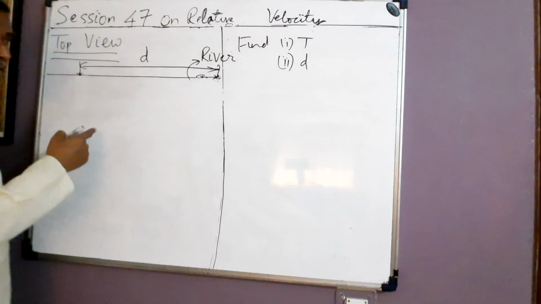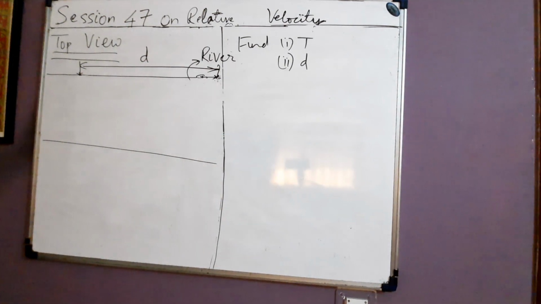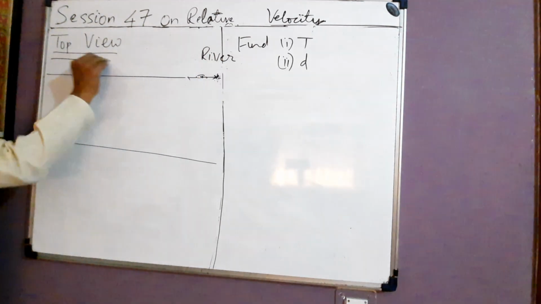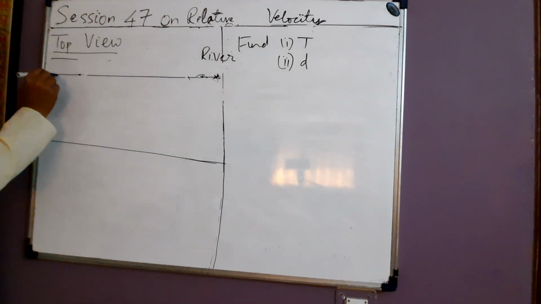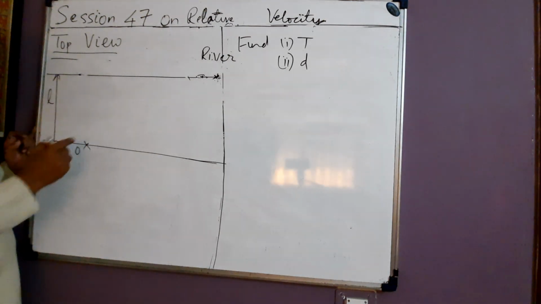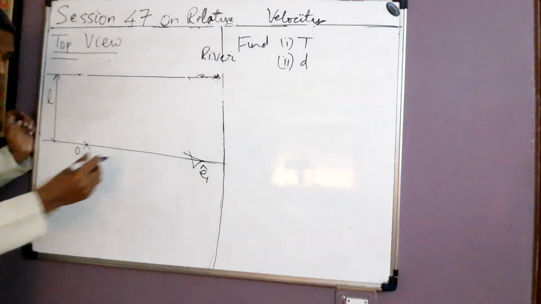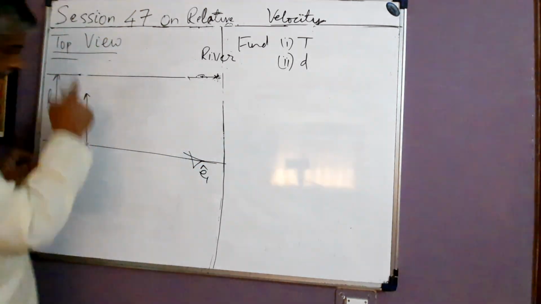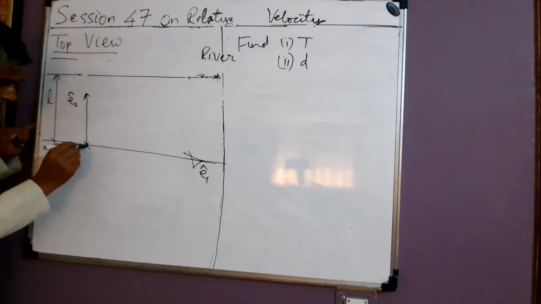So see, I'll again redraw the diagram. Okay. So this is the top view of the river. So see, this is the width of the river, L. The swimmer starts from here. This will be the origin of the coordinate system. This is the eastward direction. E1 hat is a unit vector along the eastward direction. E2 hat is a unit vector normal to the direction of river flow velocity. We represent the swimmer by a point. The swimmer is here at time 0.